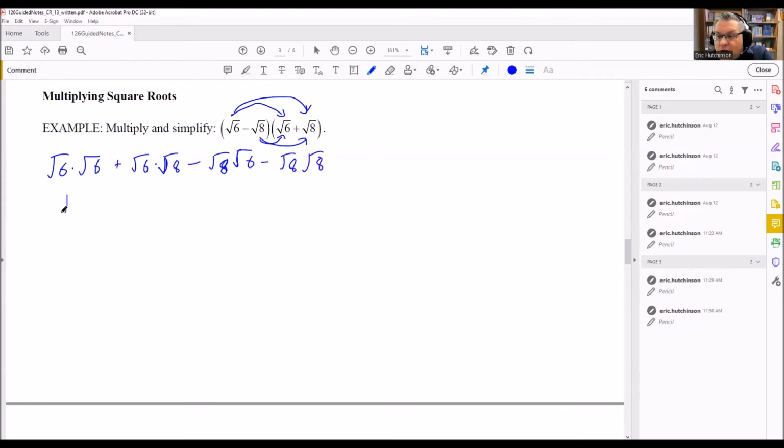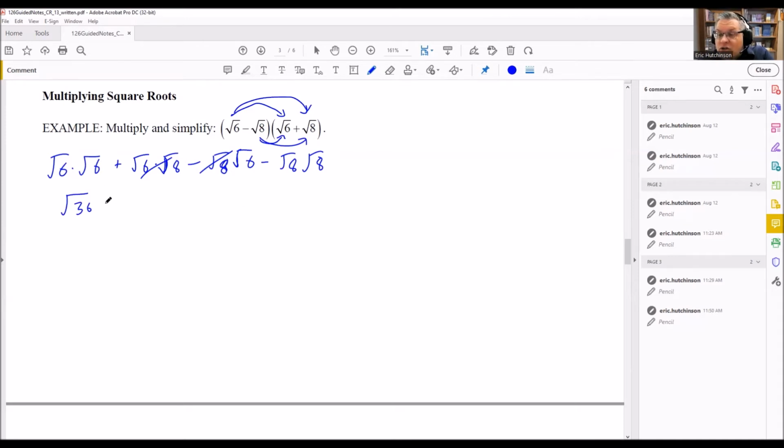Now we can multiply this. That's square root of 36. Now, one thing we'll notice about the middle terms is these are actually both going to cancel out because we have the same thing. We have a positive root 6 root 8, and we have a negative root 6 and root 8 here. So both of these are going to add up to 0. So we don't have to multiply that and make it square root of 48 and simplify it. We don't have to do all that because we know right away that these are going to cancel out.